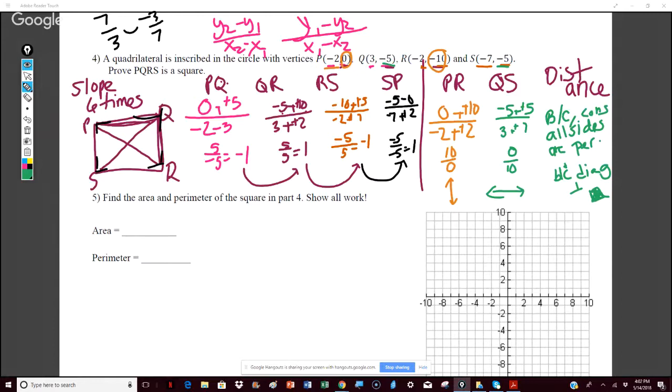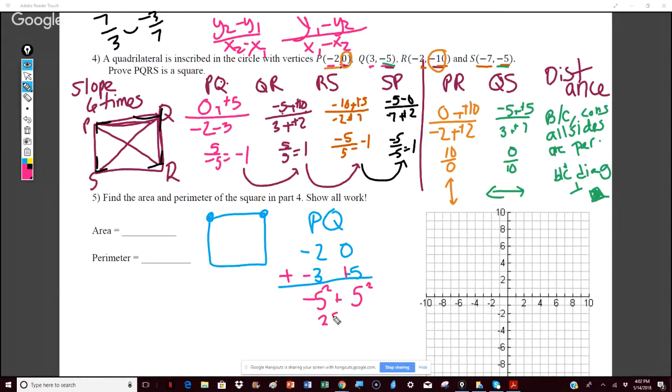All right. Find the area and perimeter of the square is part 4. Show all the work. Basically, the good news is it's a square, so all the sides are the same. So really, we only have to find the distance between 2 points. I'm going to do PQ because why not? I'm going to use the ERIC. I'm going to put P on top, Q on the bottom. We know that we're subtracting, so I'm going to do change, change, change. We add going down. This gives us 25 plus 25, which equals 50. And we have to take the square root of that.